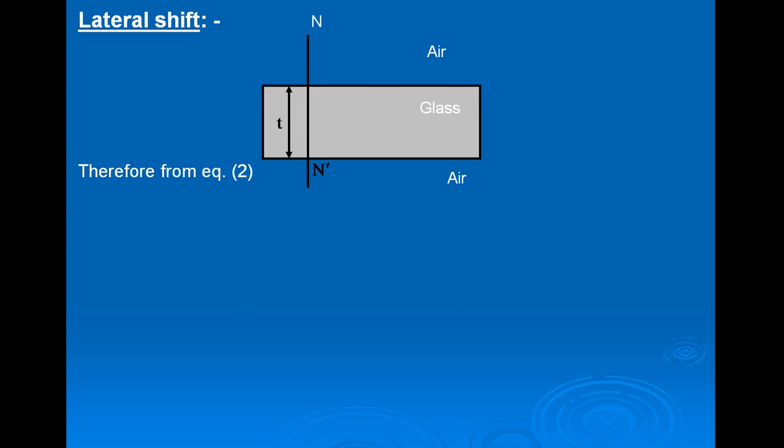Therefore, from equation 2, D is equal to sin (I minus R) upon cos R into T. We get D is equal to sin 0 upon cos 0 into T, implies D is equal to 0 into T upon 1, which is equal to 0. That is, the lateral shift becomes 0.